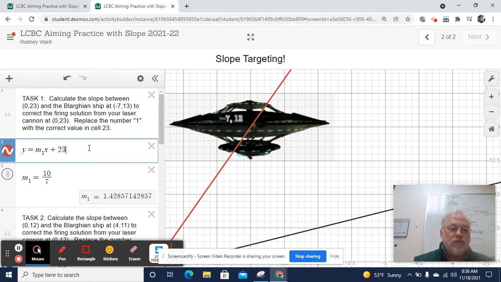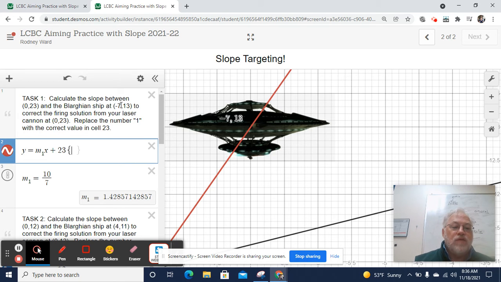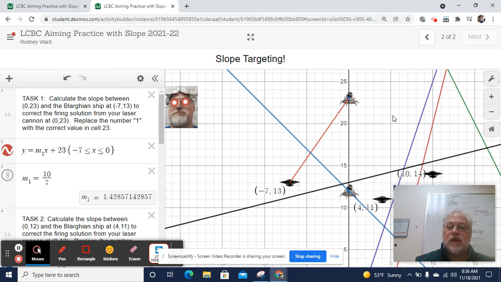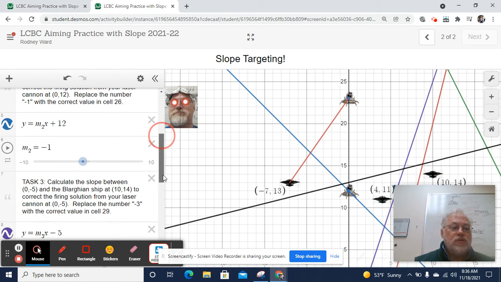And if you wanted to make it fancy, you could, of course, do that. Since we're using the points (-7, 13) and (0, 23), make the fancy brackets, that's shift square bracket. We have two ends of an inequality. From negative 7 to 0 for x, so negative 7 is less than or equal to x, and x is less than or equal to 0. And I have created an inequality that will allow me to limit my shot like that. Okay, and then you'll move on to the next one.